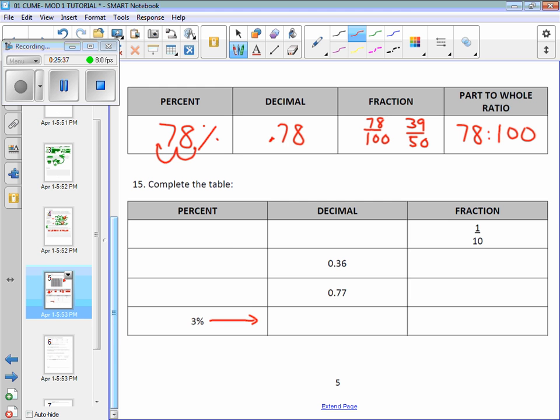3% as a decimal. We swing twice to the left. When we do that, there's an empty space here. We have to fill that in with a 0. 0.03. Fraction, 3 per 100. Now we'll work up. We'll go this way first. 0.77, if I'm going from decimal to percent, I'm going to swing to the right 2 places, 77%, and that's 77 per 100.